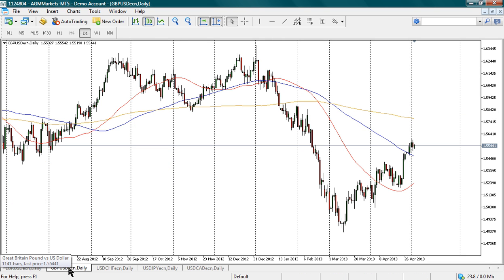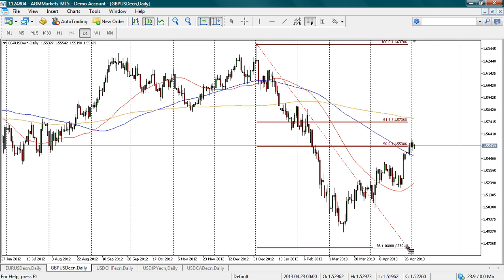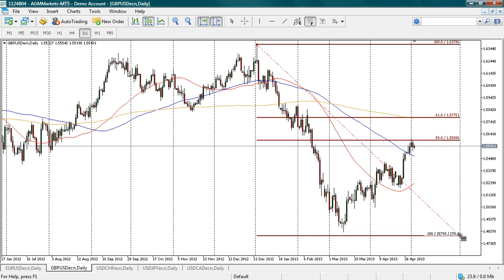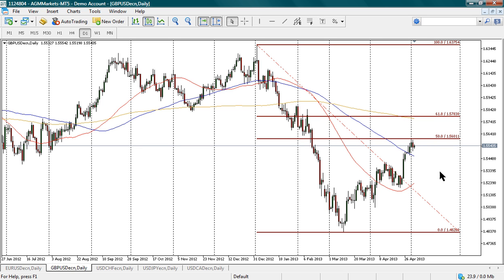So let's have a look at cable. Cable for me, on this daily, the best thing to do in my opinion is just to look at the things that jump out at you straight away. So for me, it's all about the fib setup from highs to lows there. Bam, surprise, surprise, we're getting sold off at the 50% to the pip. So odds would be for this, the sellers are hoping to bring it down to the 0.0%.